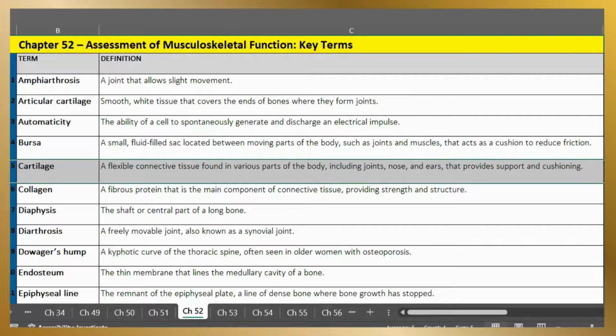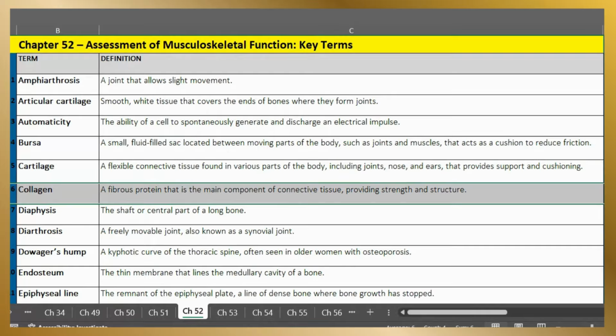Cartilage, firm, flexible tissue in joints and nose. So cartilage is like a cushion, protects the bone ends. Collagen, protein providing strength and structure to connective tissue. Colla means like glue, holds tissue together.